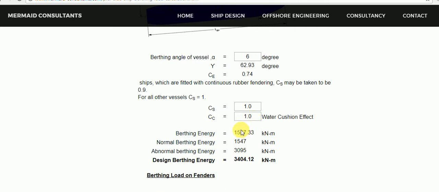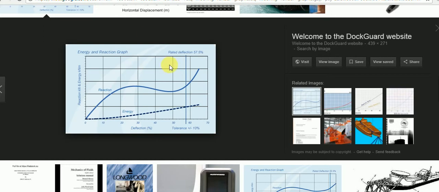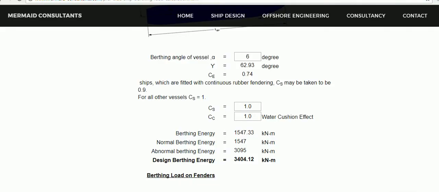Berthing load on fenders will be the result of considering abnormal berthing energy, which will have a safety factor included from normal berthing energy. Total design berthing energy shall be assumed to be transferred to contact fenders. Fender load for that level of berthing energy shall be calculated from the fender characteristic graph, which gives detail of berthing energy absorbed, compression in fender and normal loads for this compression. Berthing force on each fender can be calculated this way.